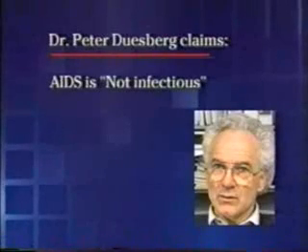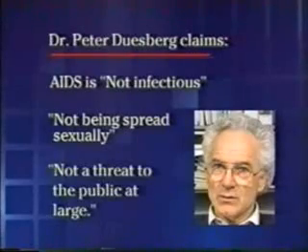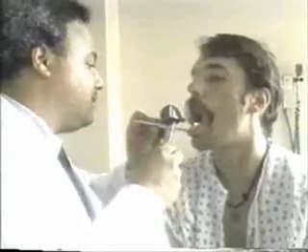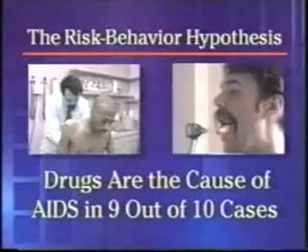Under the protocol of scientific debate, Dr. Peter Duesberg and the Group for Reappraising AIDS are not required to solve the problem simply because they dispute the HIV hypothesis, but they have made some suggestions. To begin with, Duesberg argues that AIDS is not infectious, it is not being spread sexually, and it is not a threat to the public at large. He and journalist John Lawrenson have proposed that AIDS is caused by recreational drug use and AZT, psychoactive drugs used by homosexuals as aphrodisiacs, and injected drugs like heroin and cocaine, they claim, are the direct cause of AIDS in 9 out of 10 cases.